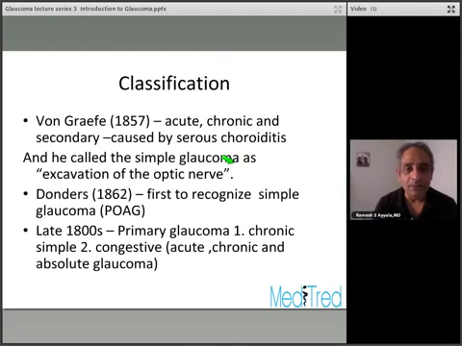That was the prevailing theory in the 1800s. And he called simple glaucoma, i.e. the open angle glaucoma that we talk about at the present time, excavation of the optic nerve, as a distinct entity. Donders in 1862 was the first to recognize simple glaucoma, or what we now call primary open angle glaucoma. And in the late 1800s, glaucoma was classified as primary glaucoma, as one, chronic simple glaucoma, which is the primary open angle glaucoma, and two, the congestive glaucoma, which has been subclassified into acute, chronic, and absolute glaucoma.